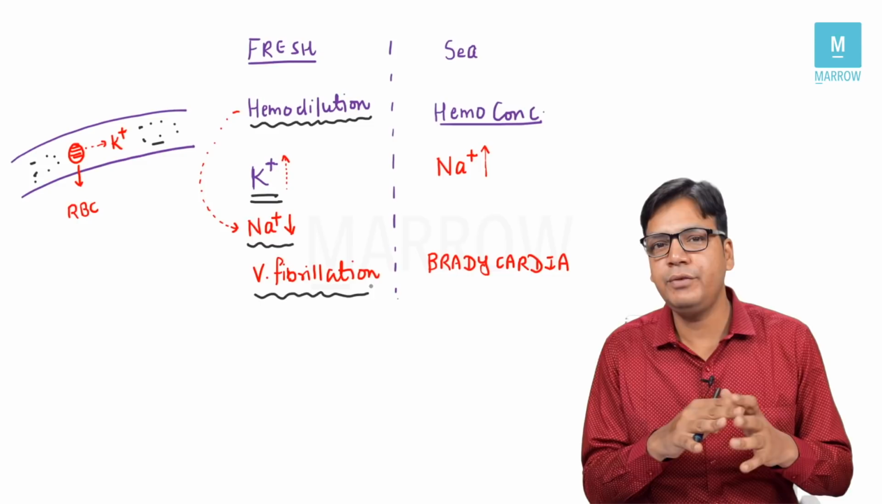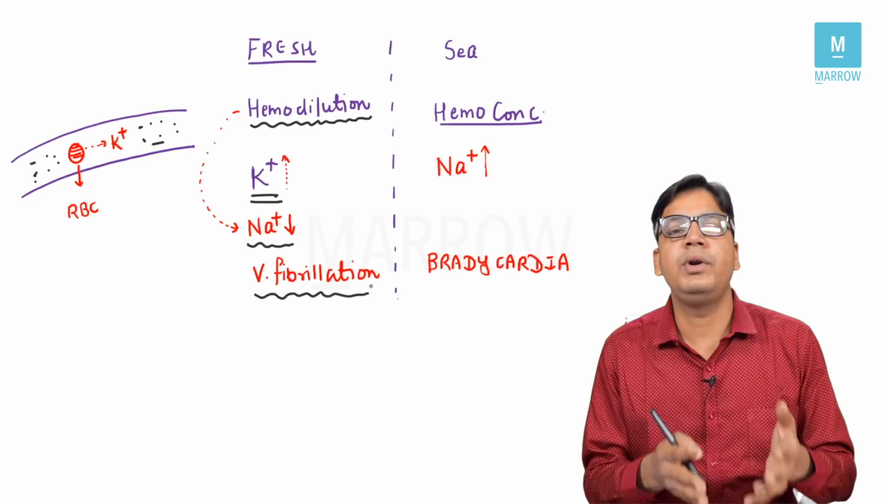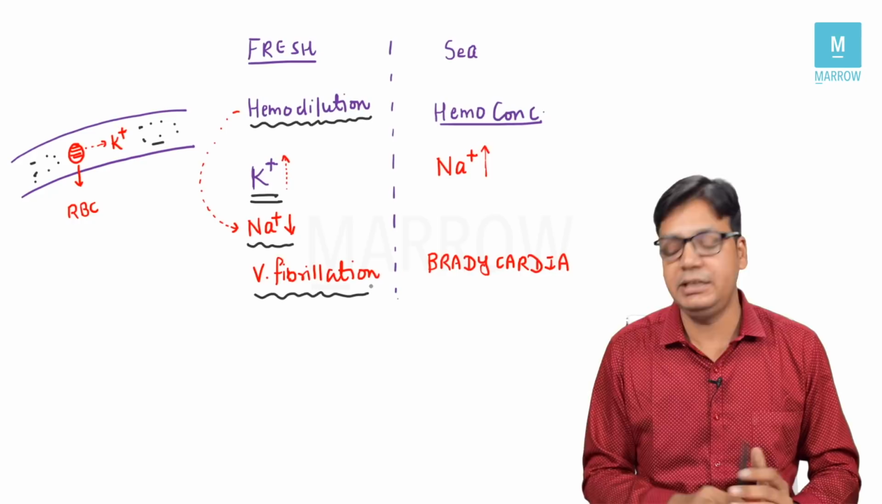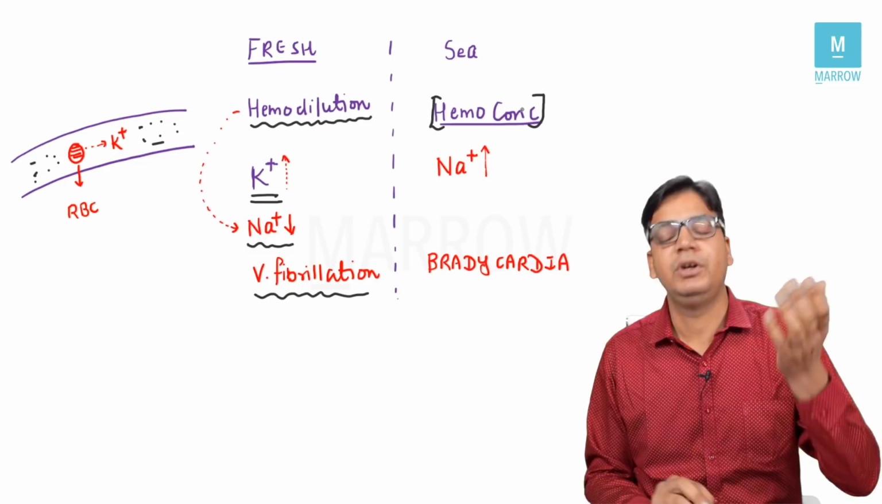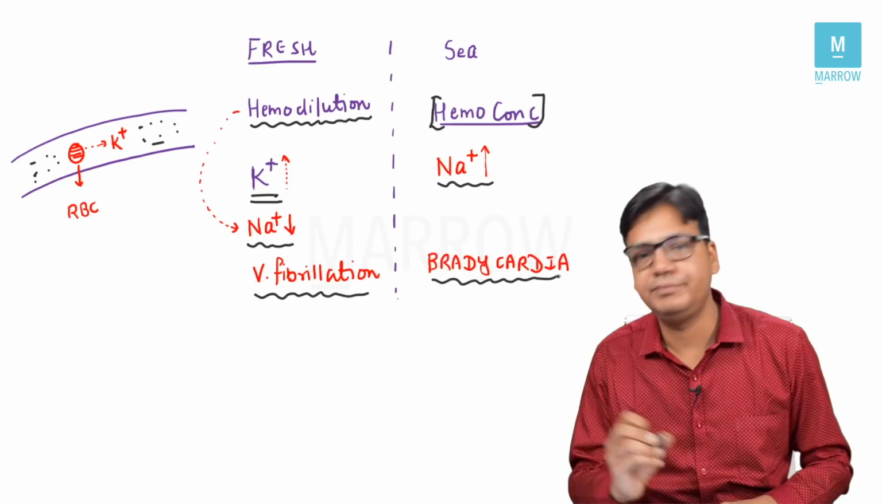Now, sir, how to differentiate it from seawater drowning? Seawater, the water which already contains sodium chloride and magnesium, that is seawater, goes inside pulmonary capillaries. This leads to hemoconcentration. And observe, seawater contains sodium, magnesium, chloride. The sodium increases. Aapka sodium badh gaya. This is hypernatremia. And this causes bradycardia.